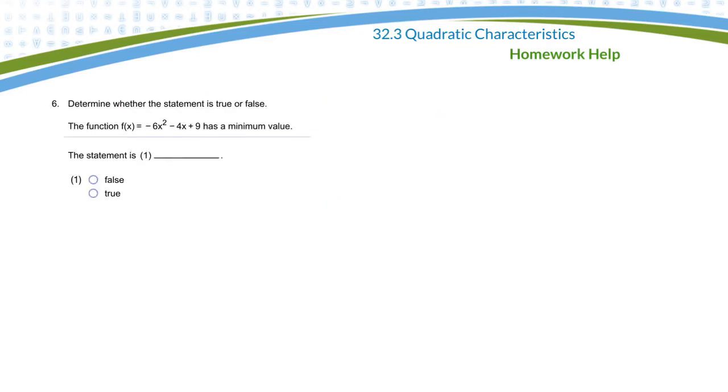Determine whether the statement is true or false. The function has a minimum value. Oh, I don't know. Well, this is minus, so the graph has to be upside down like that. So there's going to be a maximum value. Ooh, I'm giving you a false on that one.